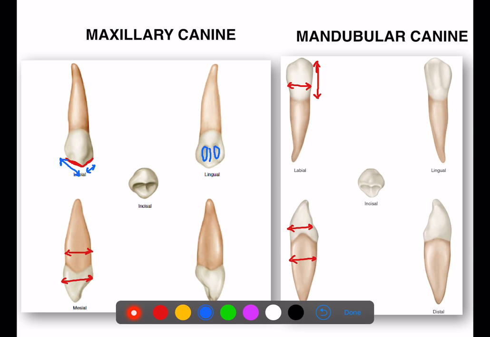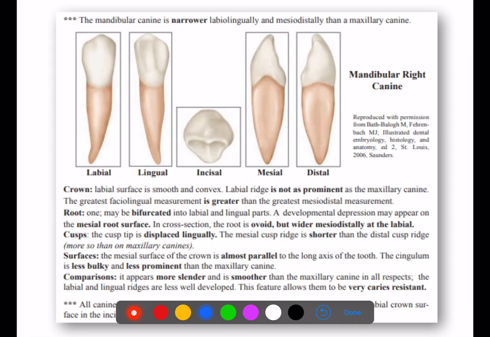Moving on to the differences between maxillary canine and mandibular canine. This slide tells you the main differences between the two canines. The mandibular canine is narrower labiolingually and mesiodistally than the maxillary canine. So this is in comparison with the maxillary canine. When you compare, the mandibular canine is narrower labiolingually and mesiodistally when compared to the maxillary canine. The maxillary canine is wider labiolingually and mesiodistally.